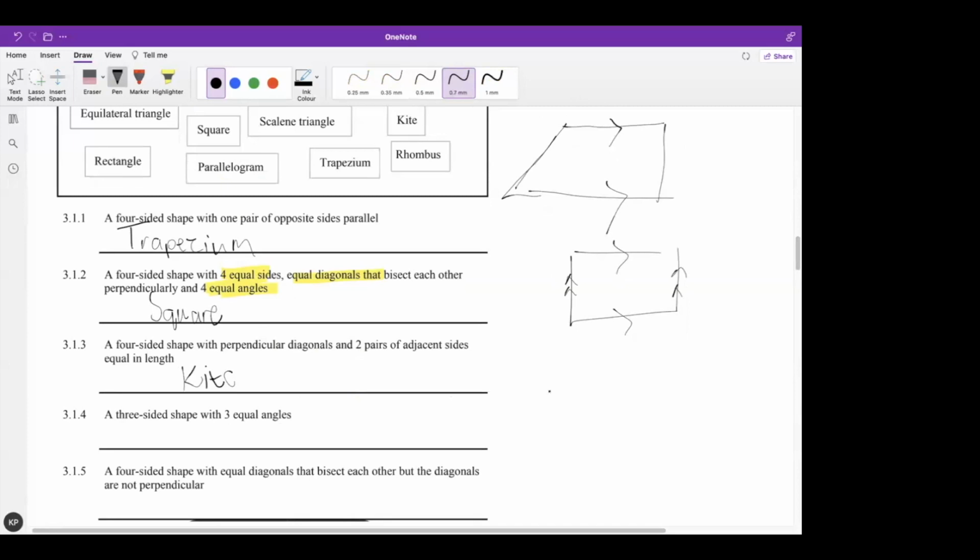Okay, so adjacent means next to each other. So remember up there when I drew the kites and I was trying to show you why the other one is not a kite? Okay, so there, adjacent means this one is equal to that one and this one is equal to that one. Okay, a three-sided shape with three equal angles. There we go, equilateral triangle.